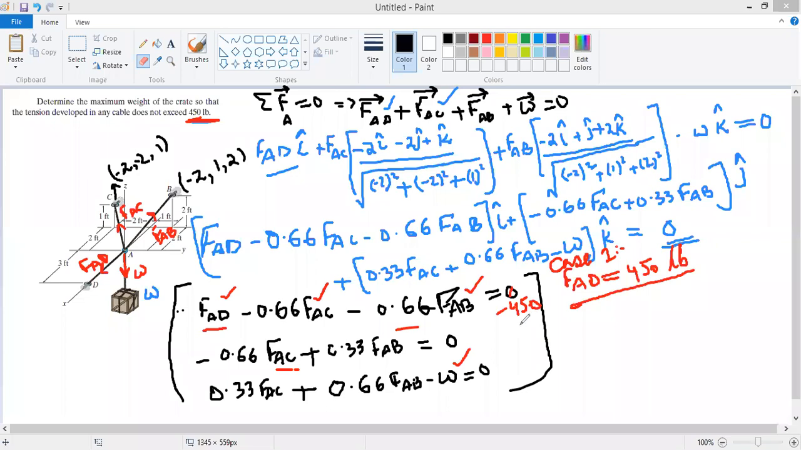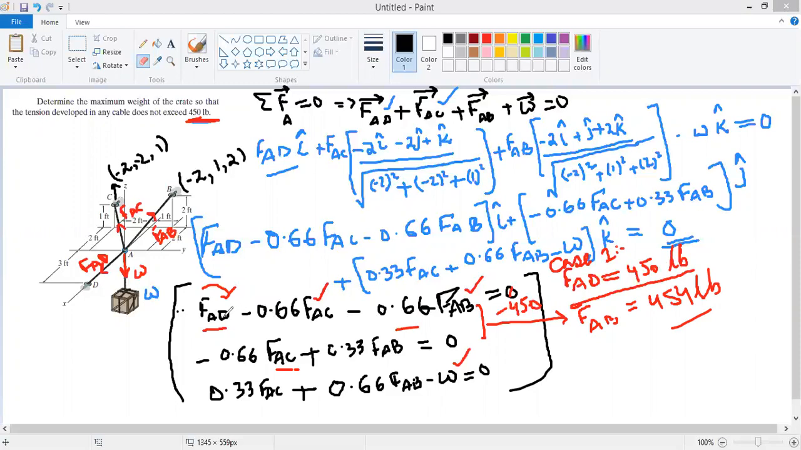Now, as we have assumed that FAD is equal to 450 pounds, and now we have these two equations, FAC and FAB, we will be solving these two equations. As you solve them, the value of FAB comes out equal to 454 pounds. So we have assumed FAD equal to 450 pounds.